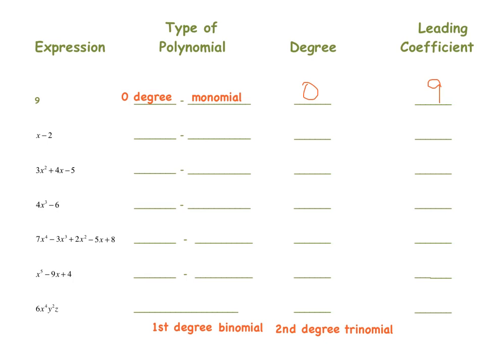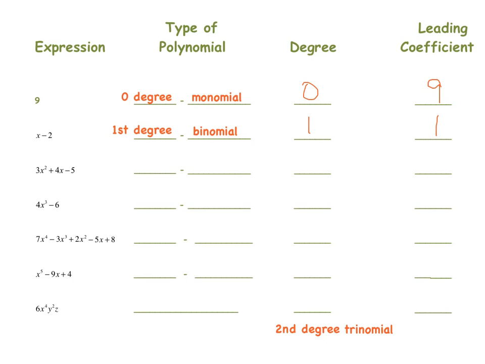Now let's look at x minus 2. Well, the x is to the first power, so we would say that this is a first-degree polynomial. And even more specifically, since there are only 2 terms, this polynomial is classified as a binomial because it has 2 terms. The degree is 1, and the leading coefficient is the invisible 1 that's in front of x.